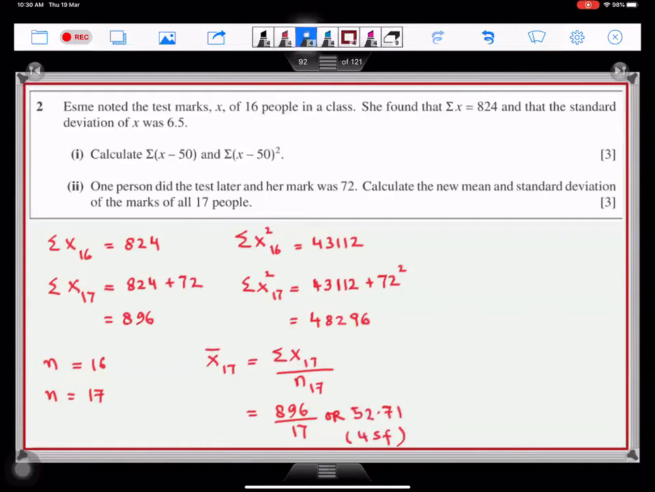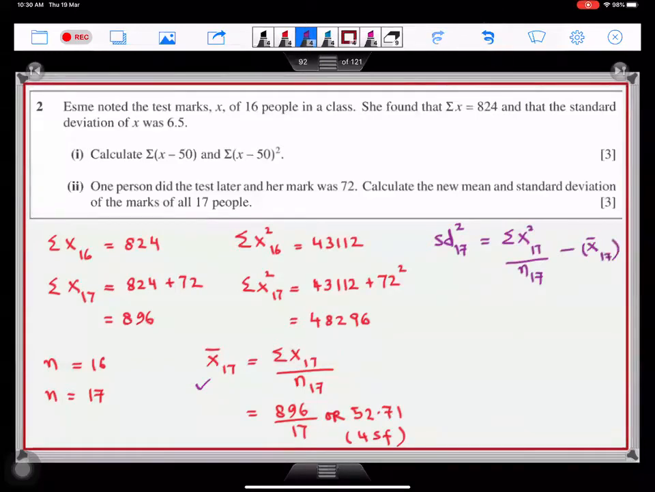Now, the very last part, that is standard deviation. X bar is done for 17. Standard deviation for 17 people. Let me first write it for variance. That is sigma x square for 17 divided by number of 17 minus x bar for 17 square.